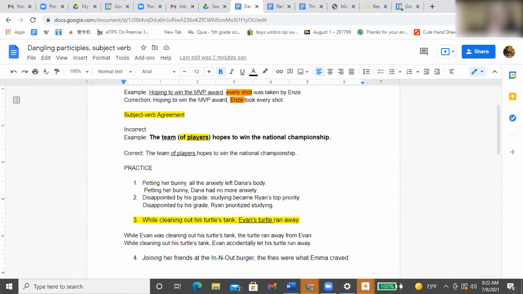Now, in the first sentence, anxiety is the subject. Is that what's petting the bunny? No. Who's petting the bunny? Diana. Yes. And so the appropriate subject needs to be next to the participial phrase.